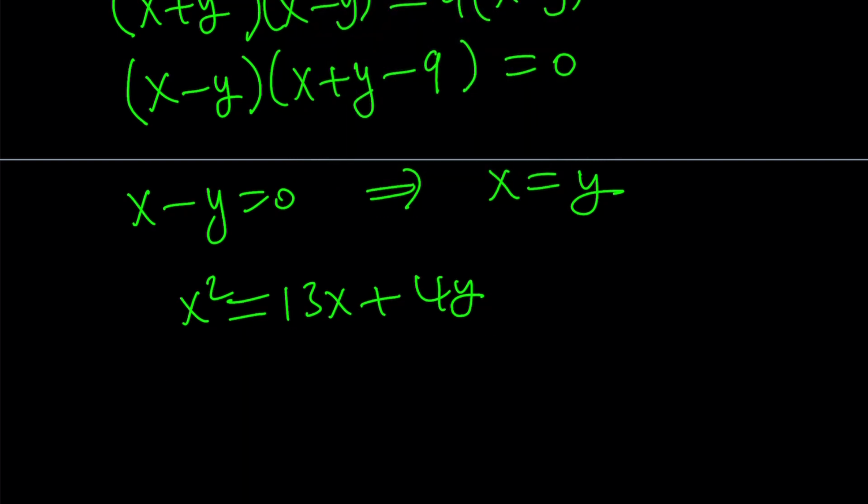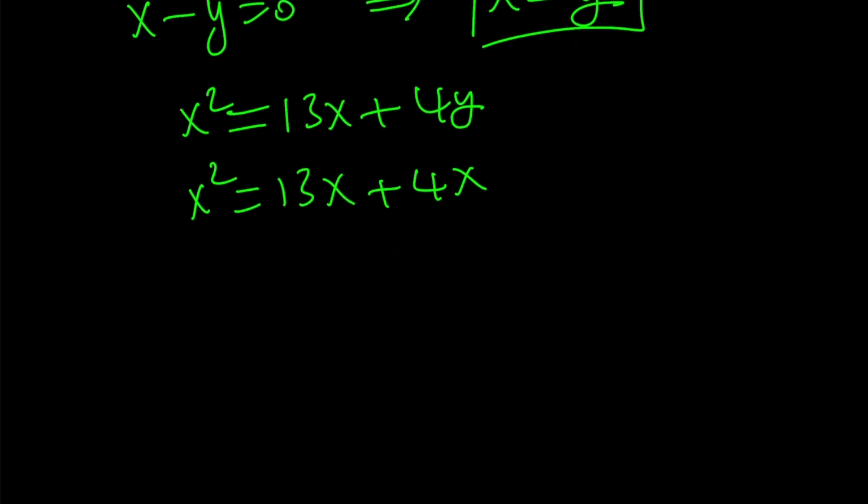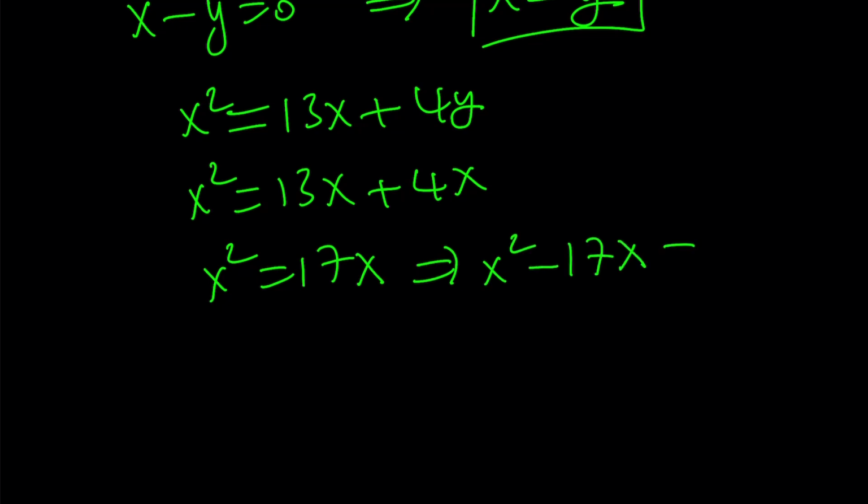Okay, so y equals x. Let's go ahead and replace y with x. So I get the following. Now let's add 13 plus 4, which is 17. Again, do not divide both sides by x or cancel it out because you're going to lose solutions. Instead, put everything on the same side and always factor. Okay, x out, we get the following.